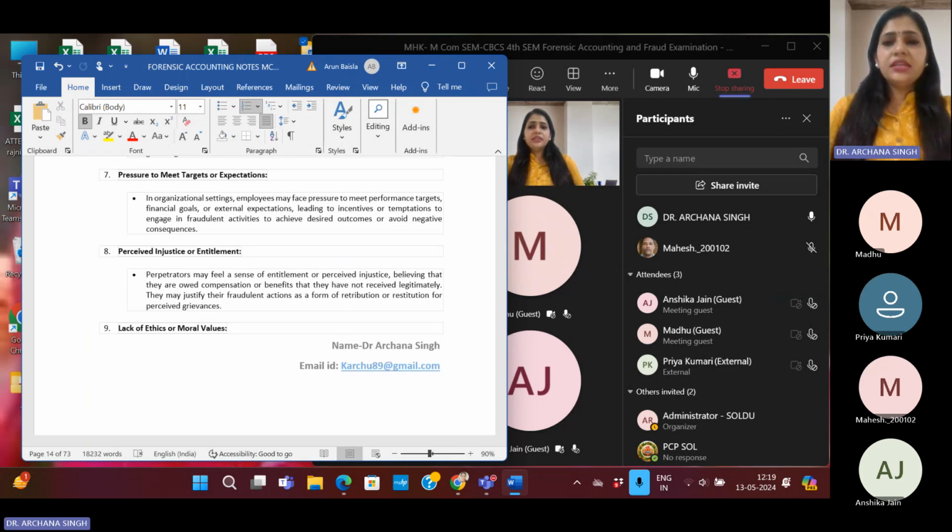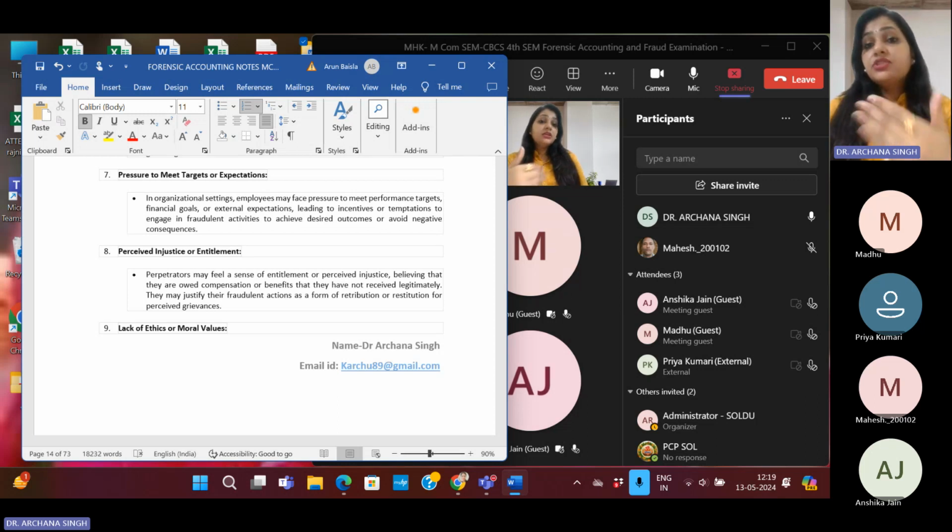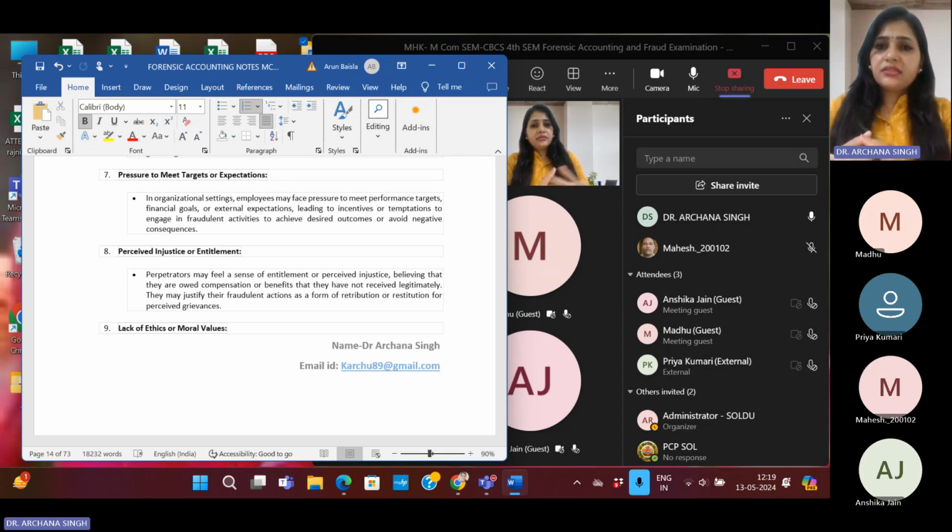Okay, then perceived injustice and entitlement. Perpetrators may feel a sense of entitlement or perceived injustice, believing that they are owed a compensation or benefits they have not received legitimately. Okay, the benefits and compensation they should get, they haven't got that. So for that purpose they may do the fraudulent behavior. Okay, so they may justify their fraudulent behavior by saying that they had their grievances and they had not received those expectations or benefits, so that's why they had to do that. Okay, so this may also be a motivating behavior.